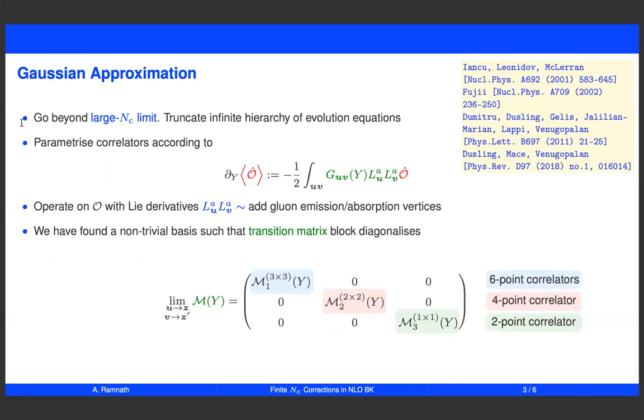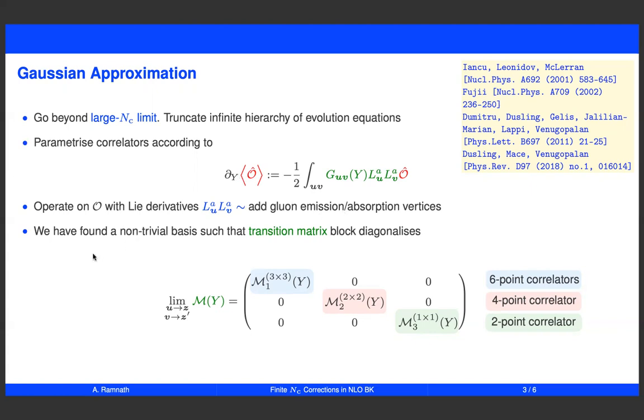The Gaussian approximation truncates this infinite hierarchy of evolution equations by parametrizing a correlator according to this equation. So in here, we stick in our 6-point correlators that we wish to study, and then we effectively operate with two Lie derivatives, which act to add gluon emission and absorption vertices.